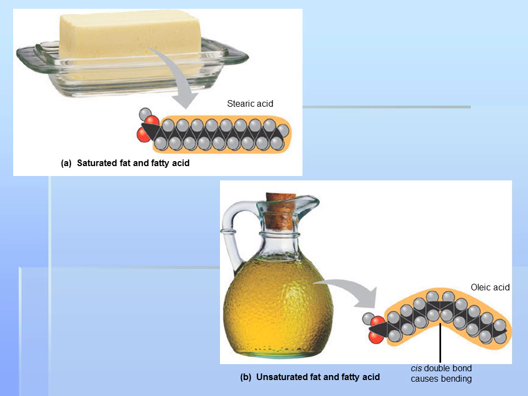Now let's go to the other picture and let's look at this example of olive oil. What we see here is that this is an unsaturated fatty acid, and if we look at the molecular diagram, we see that it's got a kink in it, and that kink that's in it is representing a double bond.